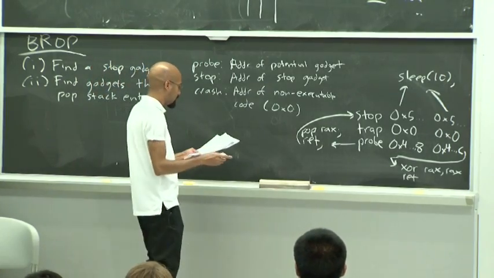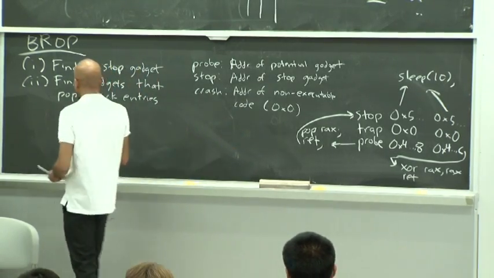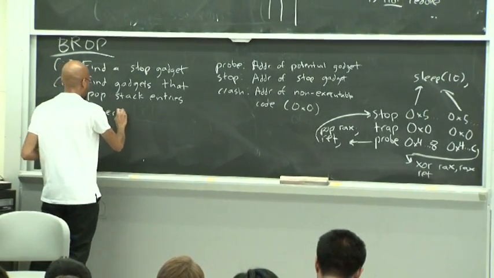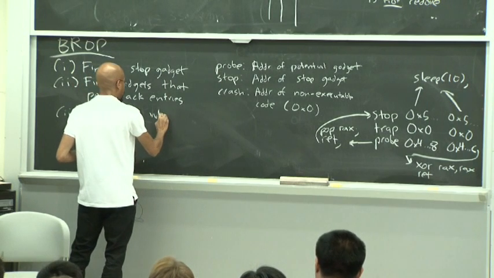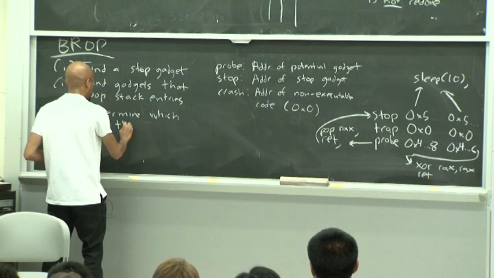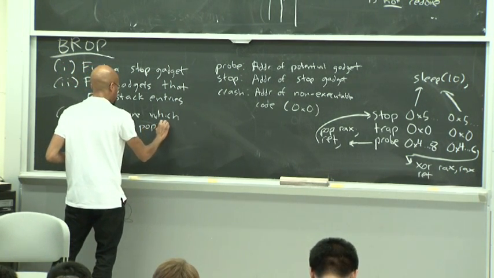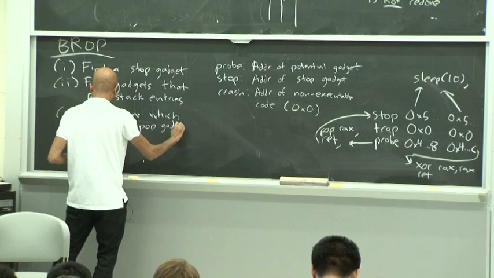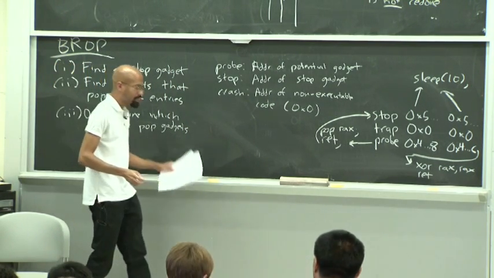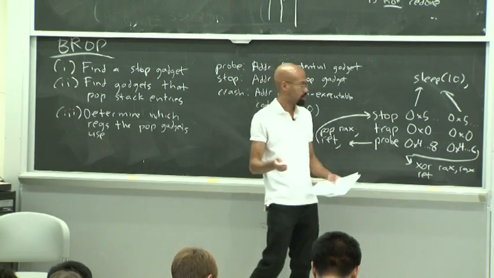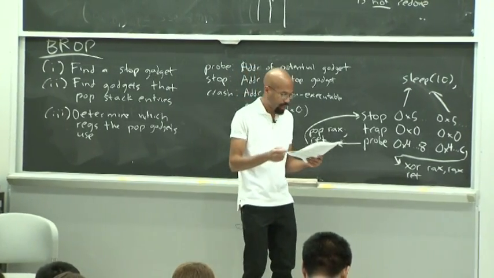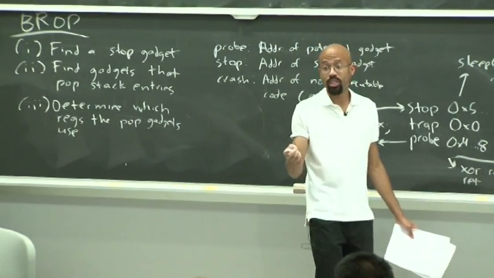Okay, so the next thing that we need to do is determine which registers the pop gadgets use. So how are we going to do that? Well, basically, we can take advantage of the pause system call. Okay? So the pause system call takes no arguments, right? And that means that it ignores everything in the registers.